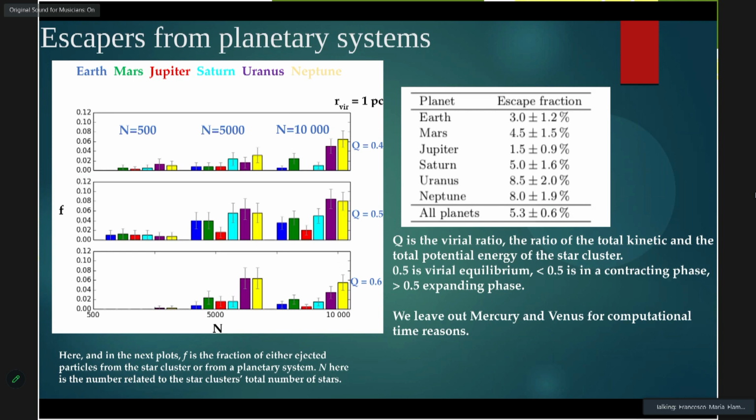I use 9 different models, with a different virial ratio for the star cluster: 0.5 is virial equilibrium, less than 0.5 is a contracting phase, and more than 0.5 is an expanding phase. And I use different densities, in the sense that I use the same virial radius and a different number of stars. The major thing that we found out is that the majority of planets are ejected in virialized star clusters that stay compact for more time compared to the other ones. And we have that Jupiter completely drives the evolution. So the architecture of the planetary system is very important for the dynamical evolution.